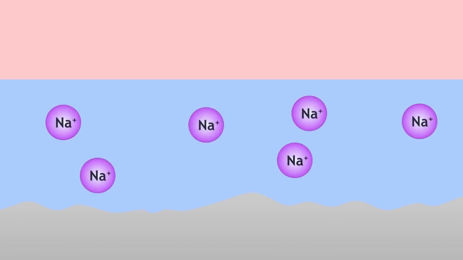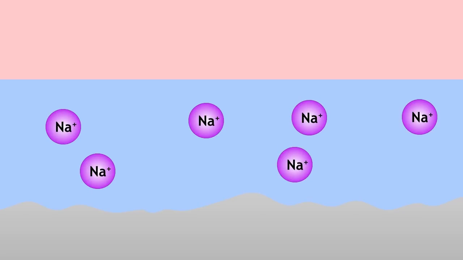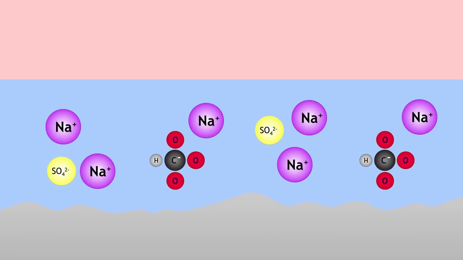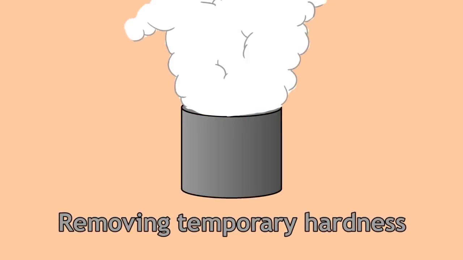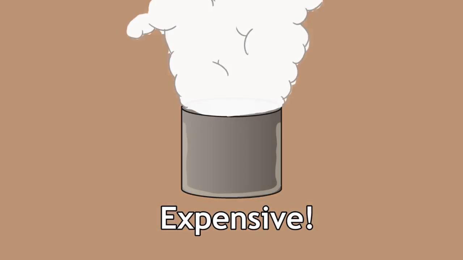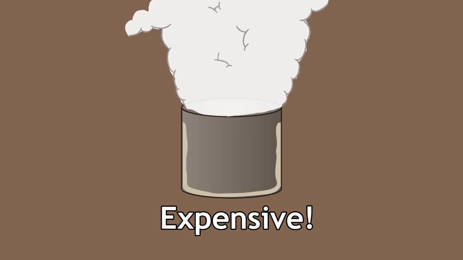Now only the sodium ions remain in solution, balancing the sulfate or hydrogen carbonate that used to be with the calcium. You can remove temporary hardness by boiling the water, as we learnt in the previous unit, but this is expensive and causes lime to deposit on the sides of your container.